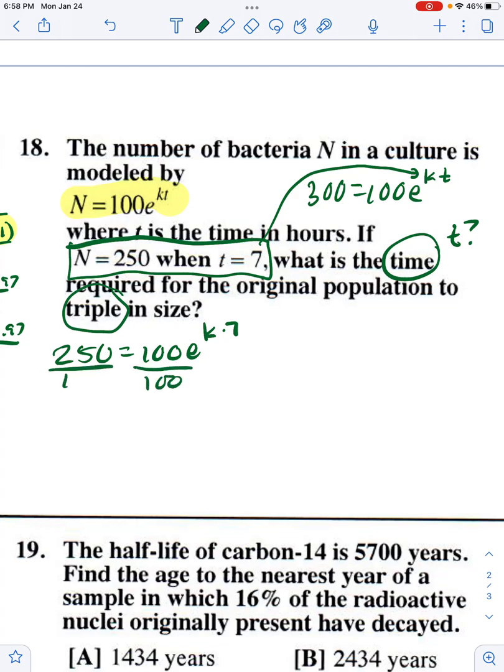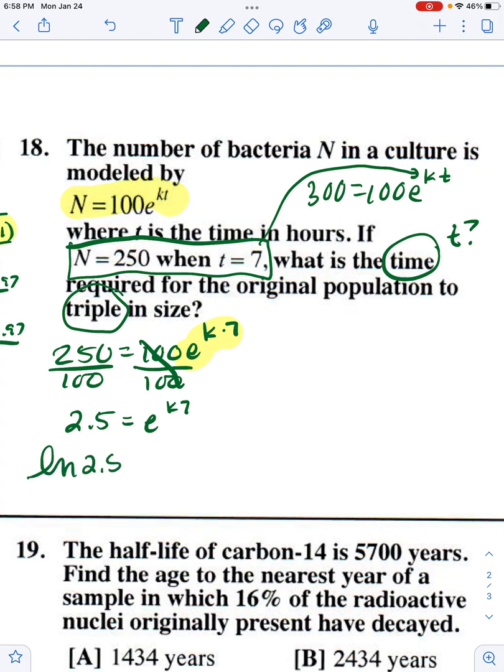All right, so now I can solve this similar to what we've been doing. Get rid of this number in front so that I can isolate the part that has the variable in it. So when I do that, this is gone and I get 2.5 equals e to the k times 7.